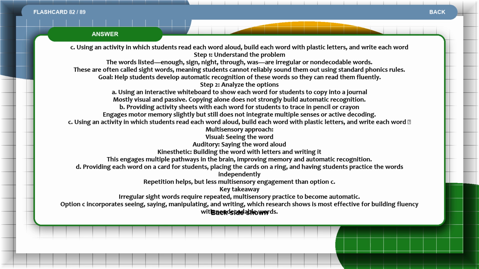Key takeaway: irregular sight words require repeated, multisensory practice to become automatic. Option C incorporates seeing, saying, manipulating, and writing, which research shows is most effective for building fluency with non-decodable words.